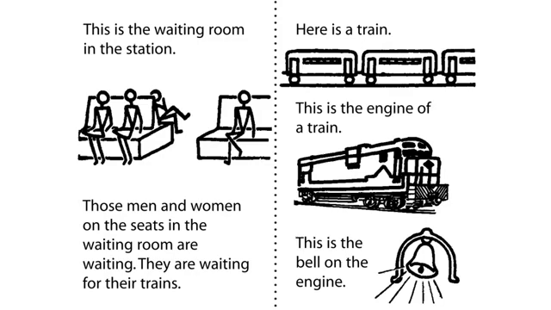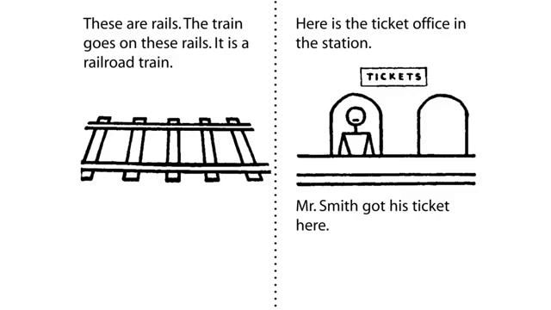This is the waiting room in the station. Those men and women on the seats in the waiting room are waiting. They are waiting for their trains. Here is a train. This is the engine of a train. This is the bell on the engine. These are rails. The train goes on these rails. It is a railroad train.